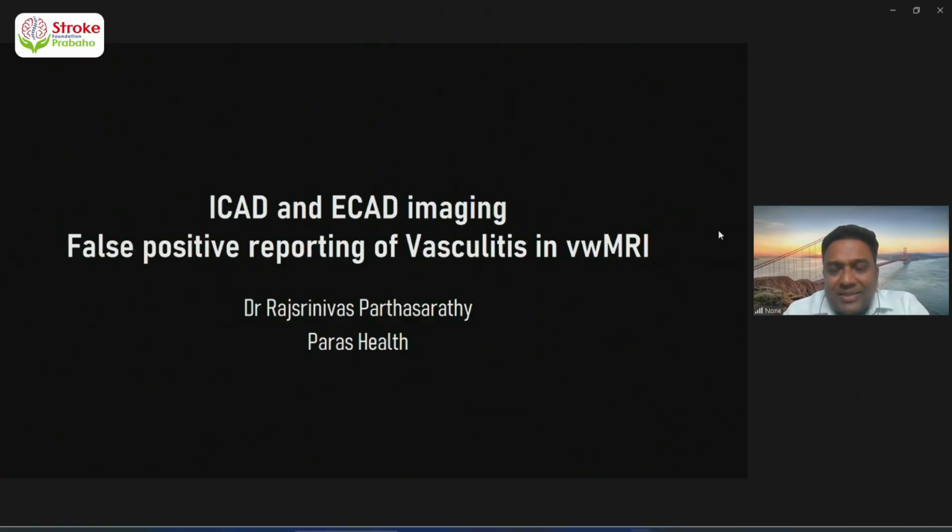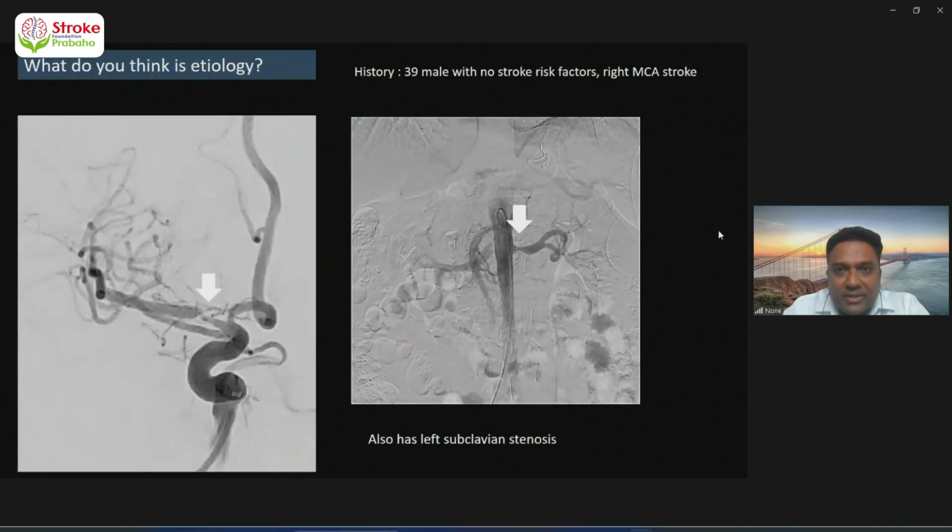To understand this, first we will discuss a case, and then we will go through the pathology, then pathogenesis, and based on the pathology and pathogenesis, what the vessel wall MRI will look like in different conditions. So let's look at this 39-year-old male with no risk factors, had a right MCA stroke. This is the angiography which shows there is an M1 stenosis here. He had left subclavian stenosis also and bilateral renal artery stenosis.